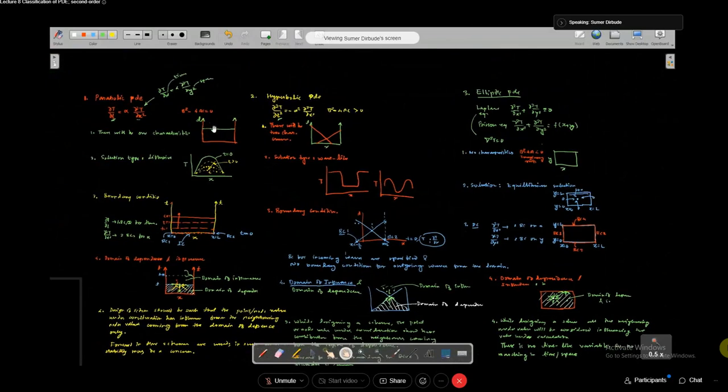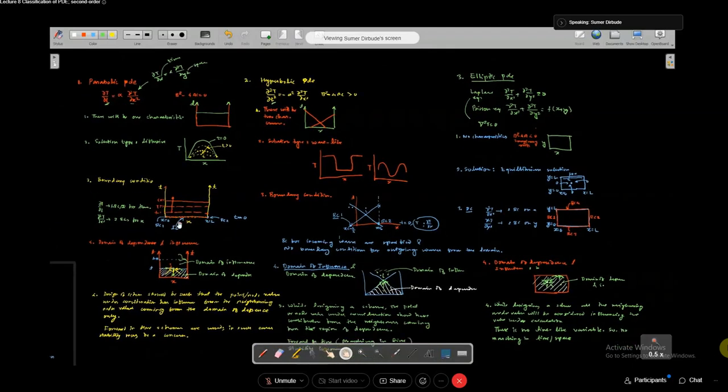Parabolic PDEs will have one characteristic. Solution type will be diffusion type. For boundary conditions, you need them at x equals 0, x equals L, and at t equals 0, the initial values should be given. The domain of dependence will be the region below the characteristic curve, and the rest of the region above the characteristic line will be the domain of influence. These things need to be considered while designing a scheme, like forward scheme or backward scheme. Those are different schemes. I hope you have heard about finite difference: backward difference, forward difference, central difference.